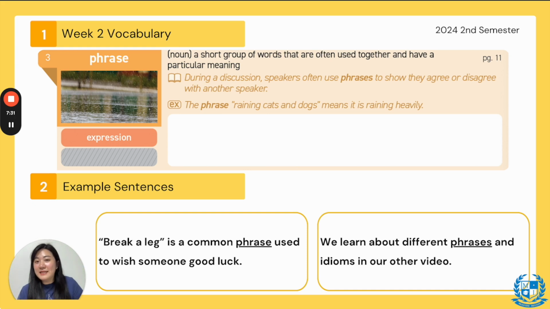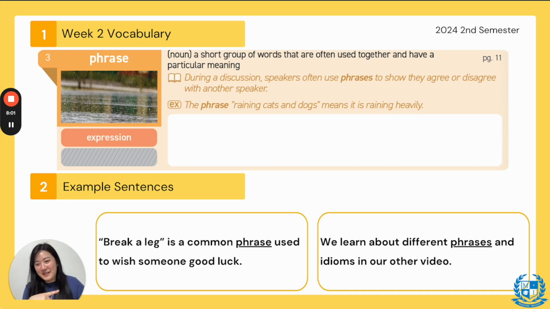Let's read the example together. The phrase, raining cats and dogs, means it is raining heavily. And I know that we just had our monsoon season and it's already gone, I feel like, because it's so hot now. But raining cats and dogs would mean it's pouring, it's raining so much, and it's not just sprinkling. So yes, that is a phrase.